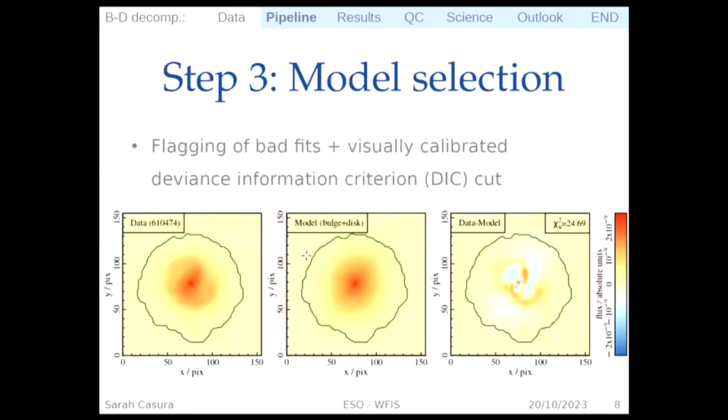stacking. Right, and then the last step in our pipeline is some quite extensive post-processing that we do, which includes the flagging of bad fits and model selection to basically determine which of the 3 models we fitted is most appropriate for each galaxy, or whether none of them are appropriate.